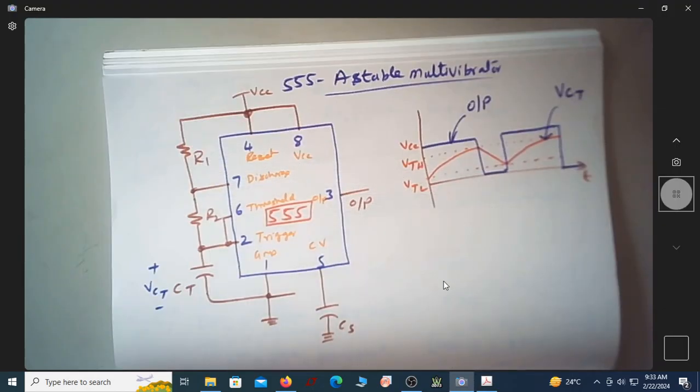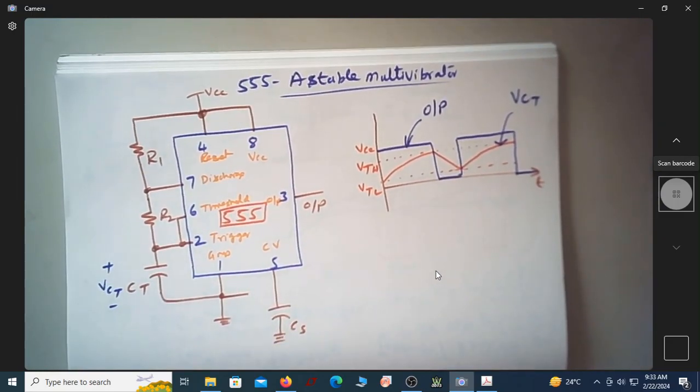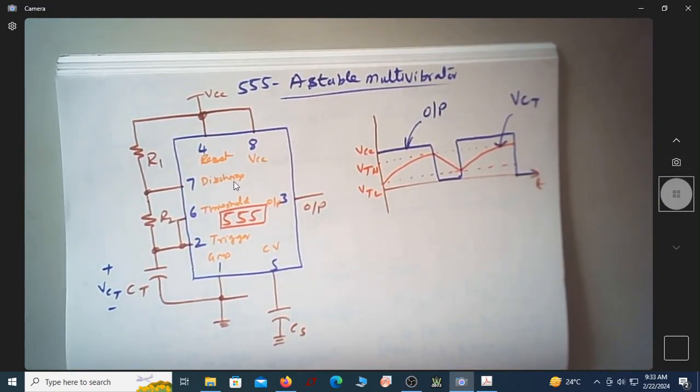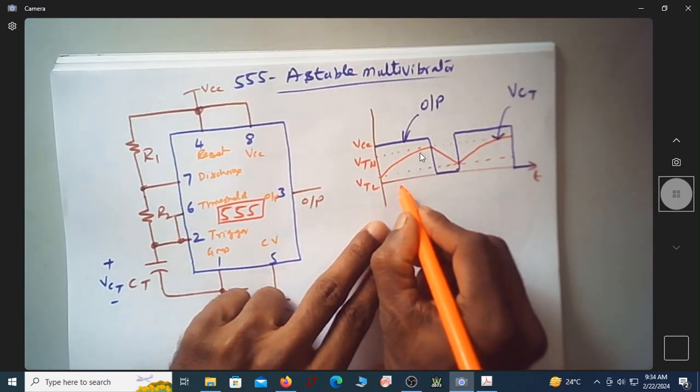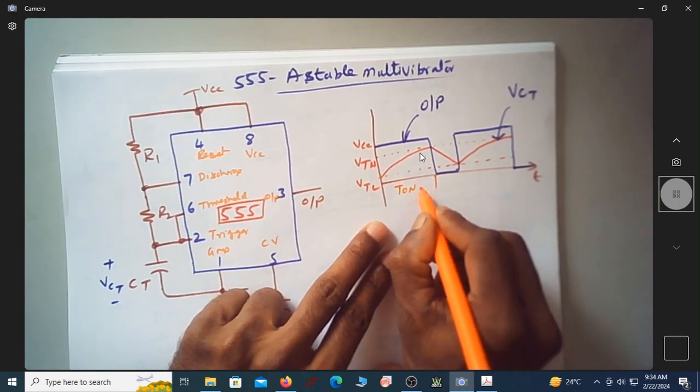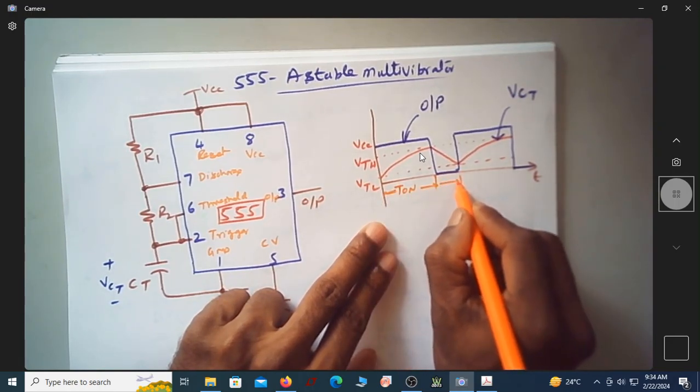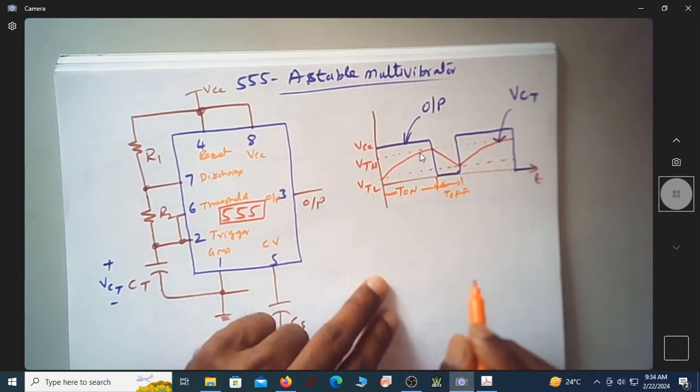For that, let us consider this 555 timer astable multivibrator circuit. I have written the circuit diagram. It's necessary that all of us know the function of each pin of the 555 timer. I have written the pin numbers and pin functions, the output waveform, and the voltage across the timing capacitor. This is the timing capacitor voltage, this is the output voltage, this is the on time from here to here, and this is the off time, T off.